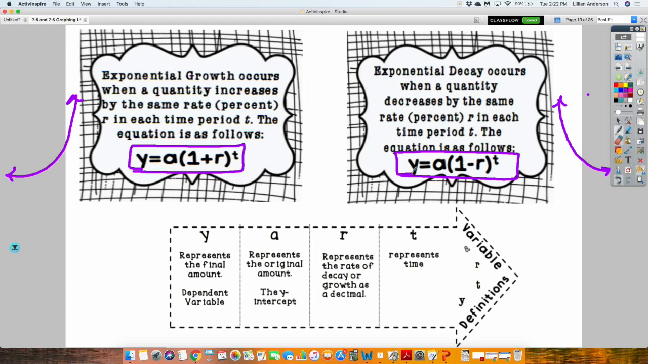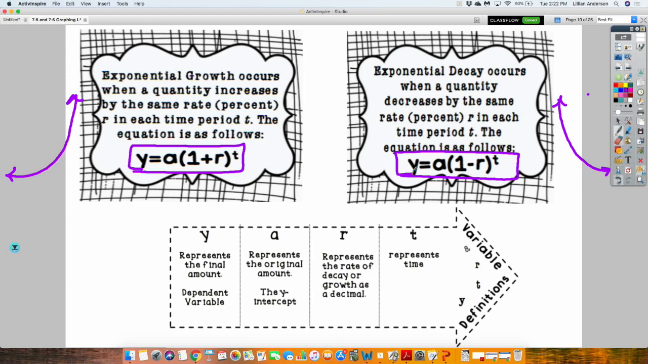So if I buy a car at $25,000, that is the value of A, because that's how much I paid for the car. Does that make sense? R represents the rate of decay or growth as a decimal. So let's say that the value of the car is depreciating 8% every year. Then our rate would be what? 0.08, because it has to be converted into a decimal.